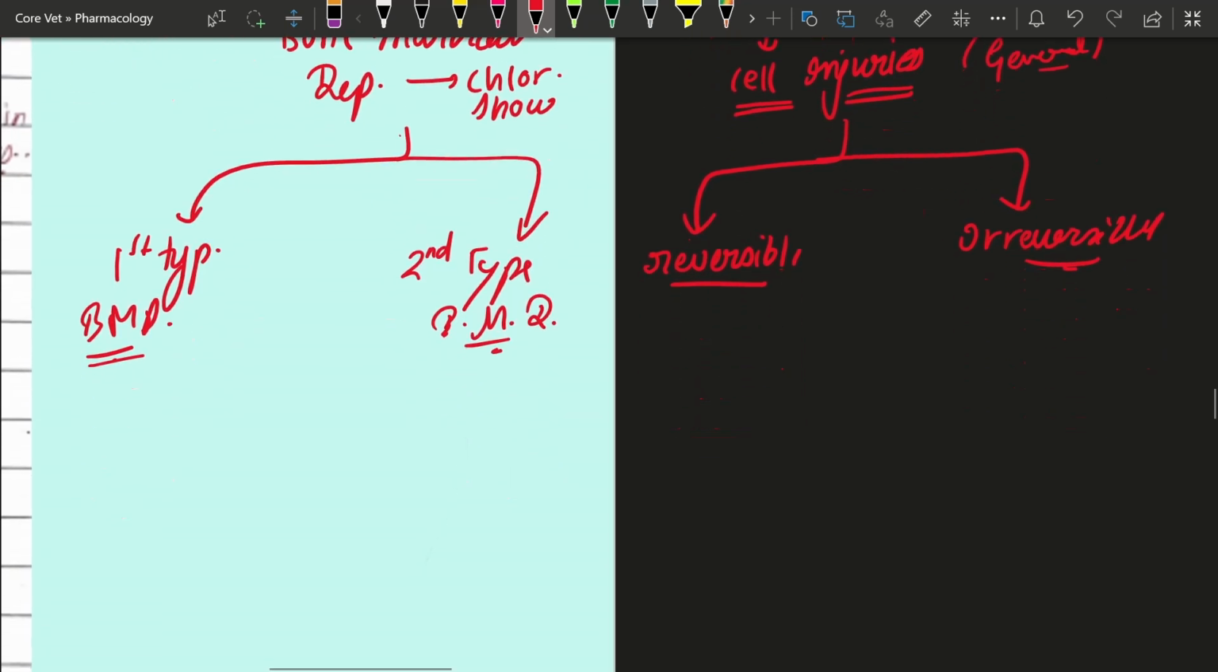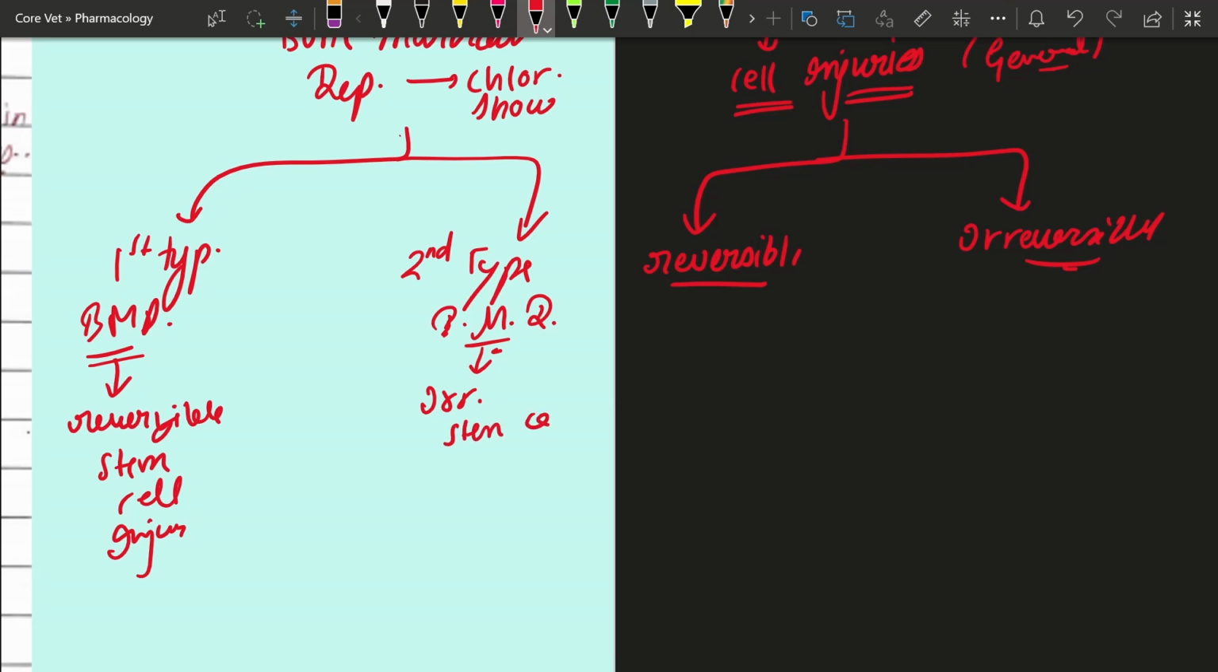The first type of bone marrow depression shows a reversible stem cell injury. But the second type of bone marrow depression shows what? The irreversible stem cell injury. Because stem cells are quite important for the synthesis of any sort of cells in your body, right? It is quite important.